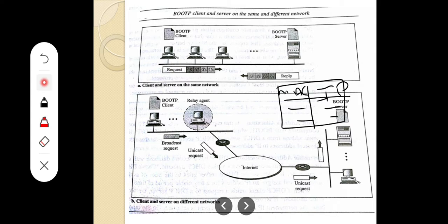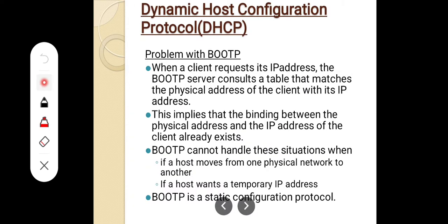Clear? As soon as a request comes, the Bootp server looks into a table. The table contains the mapping of the MAC address and the IP address. That mapped response will be sent by the Bootp server. But what happens when the client is moving? The client is not stationary. If the client is moving, what is the case? Such a case cannot be handled by the Bootp server. Okay, if the client keeps moving, the Bootp server cannot handle it.